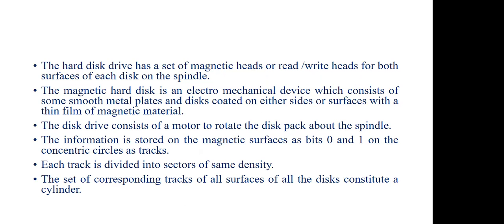The information is stored on the magnetic surfaces as bits 0 and 1 on concentric circles called tracks. Obviously, information stored will always be in the form of bits, that is, in the form of 0 and 1, which I have already discussed: what 0 and 1 mean and how they are created on the disks. Each track is divided into sectors of the same density.